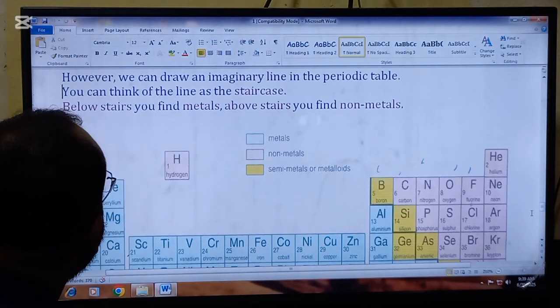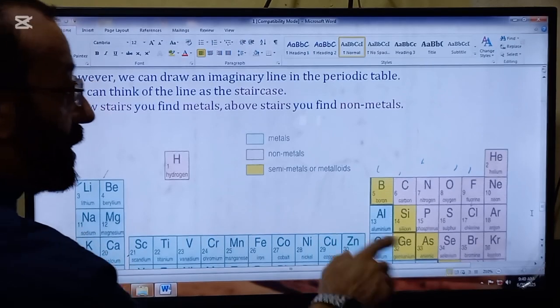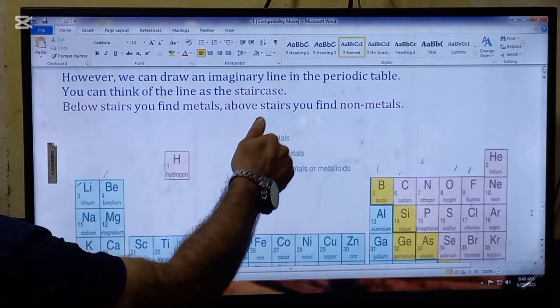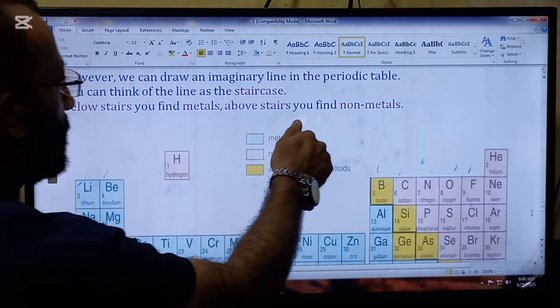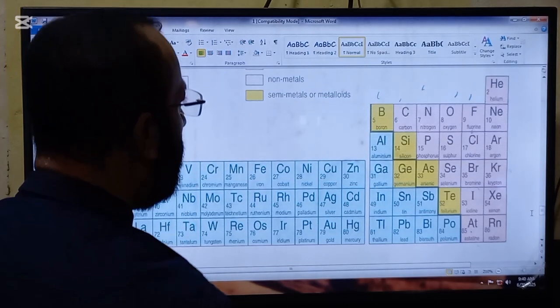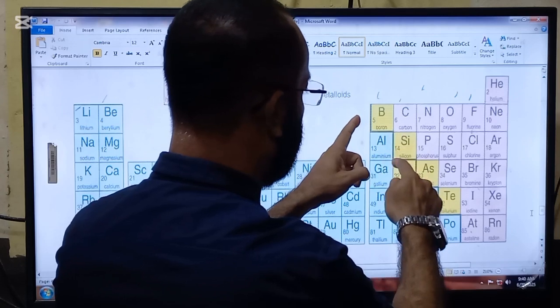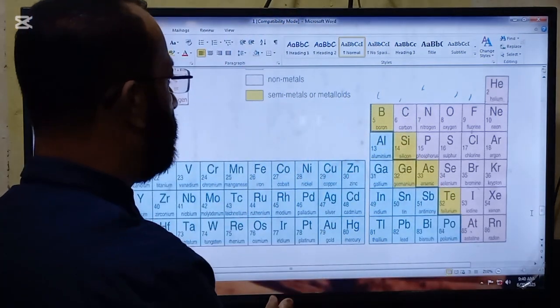However, we can draw an imaginary line in the periodic table. This is a very important point which you have to learn and remember. You can think of the line as a staircase. Below the stairs you find metals. Above the stairs you can find non-metals. So look now. Here is the staircase that starts from boron and goes like this.